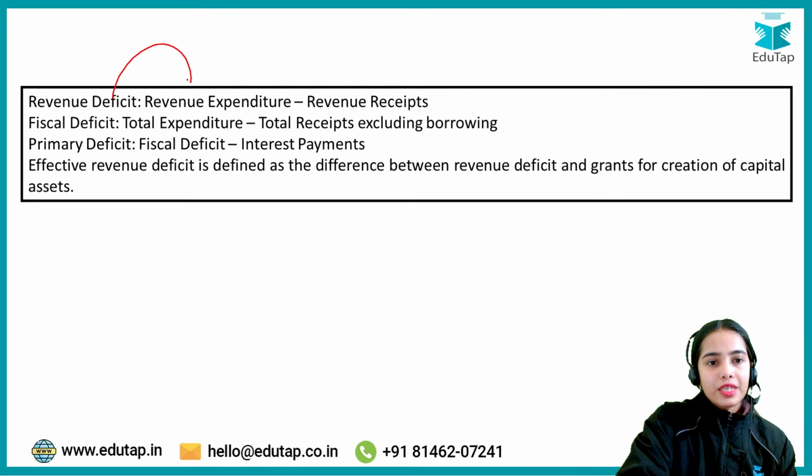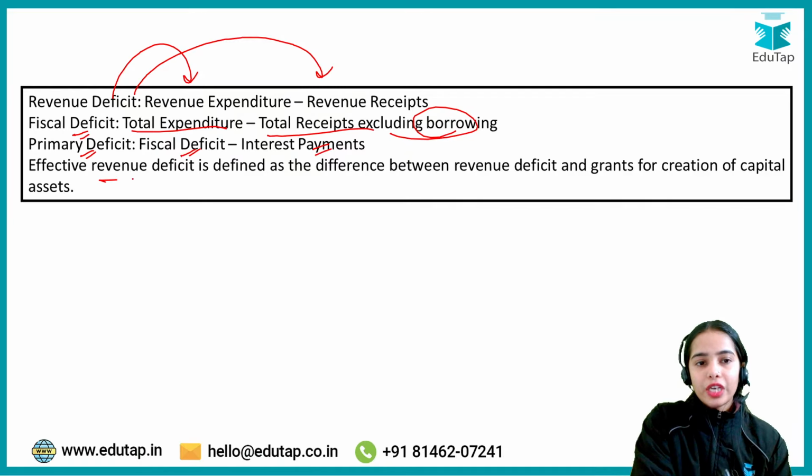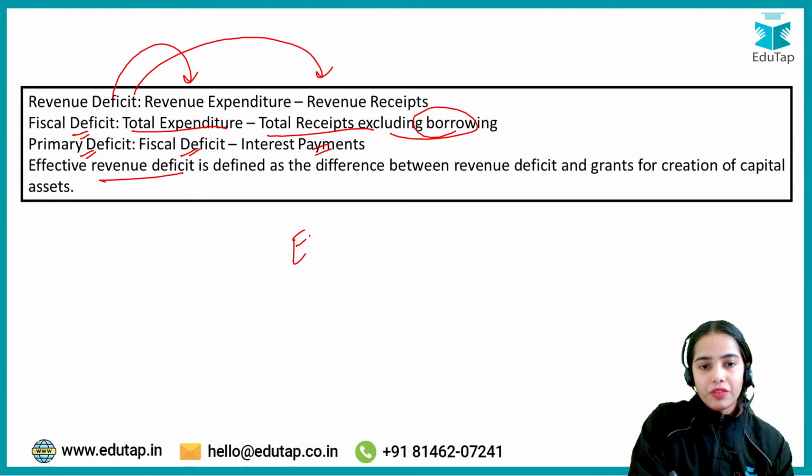So revenue deficit is revenue expenditure minus revenue receipts. Fiscal deficit is total expenditure minus total receipts excluding borrowing. Primary deficit is fiscal deficit minus interest payments. Effective revenue deficit is the difference between revenue deficit and the grants for the creation of capital assets. This is the idea.